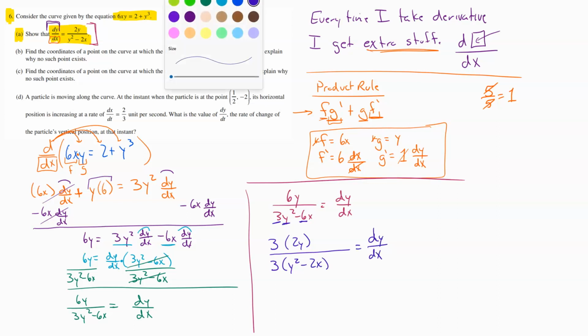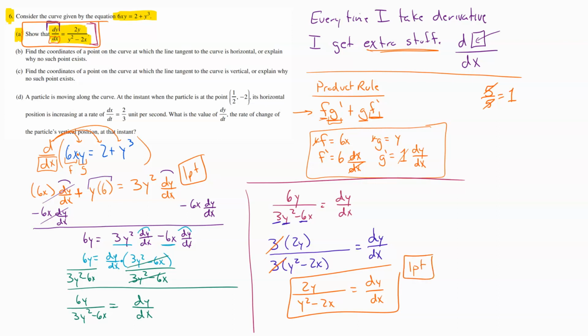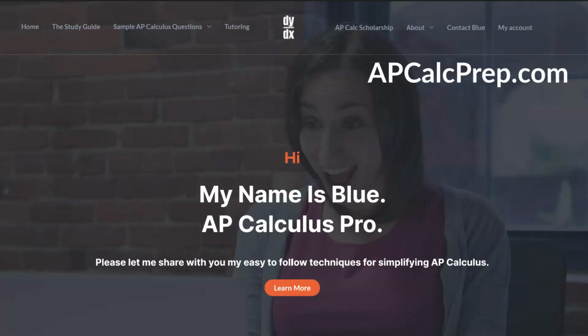And then the final move here, now that I can see that I've got that extra 3 everywhere, is to cancel that 3 out. And I'm left with 2y over y squared minus 2x equals dy dx. And we have now proven or shown that our derivative does equal that. So we would have gotten 1 point basically for making it through the first part of your implicit differentiation, and then you would have gotten a second point for getting all that algebra set equal so that dy dx equals what they said it should.